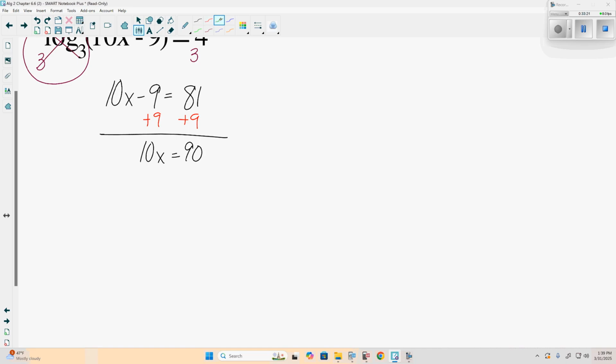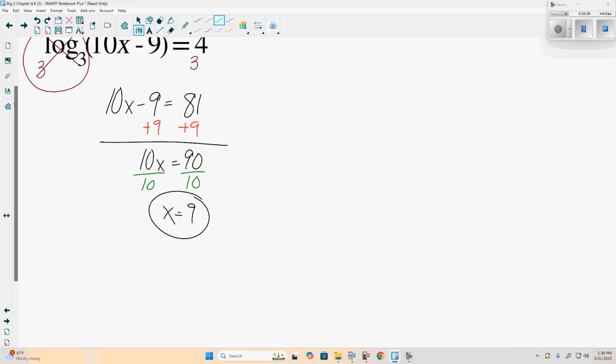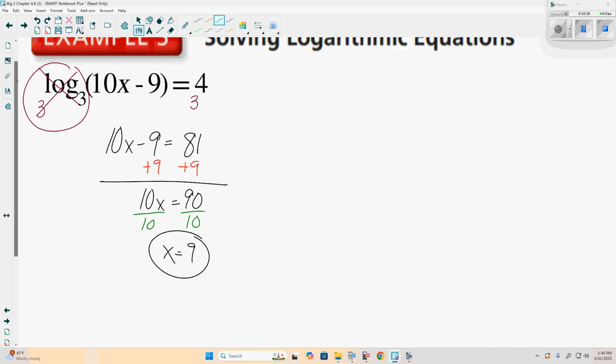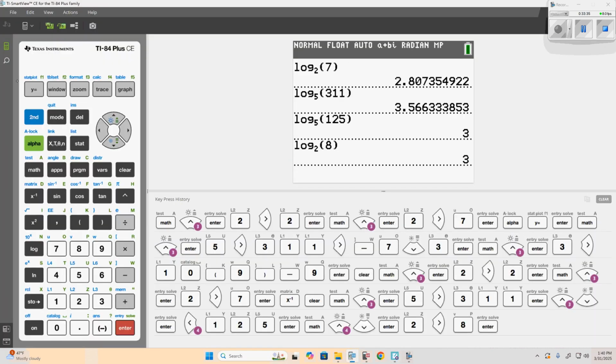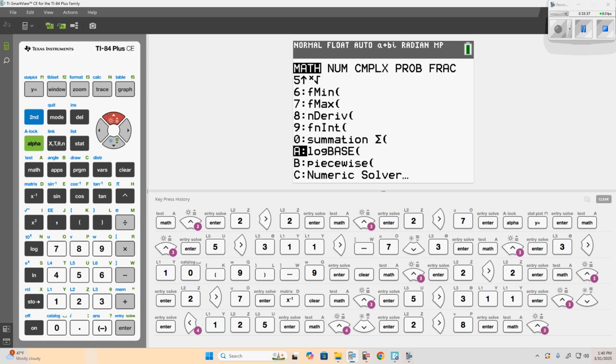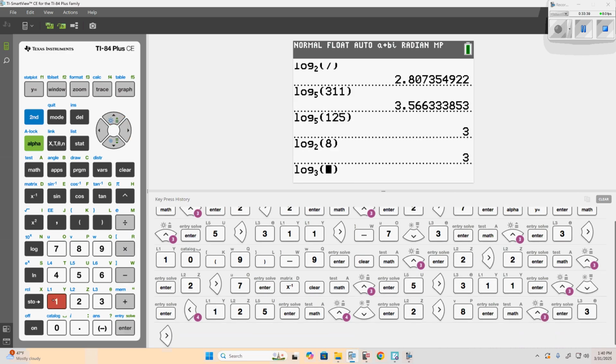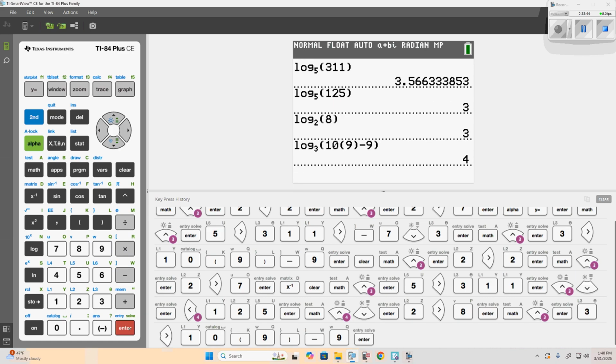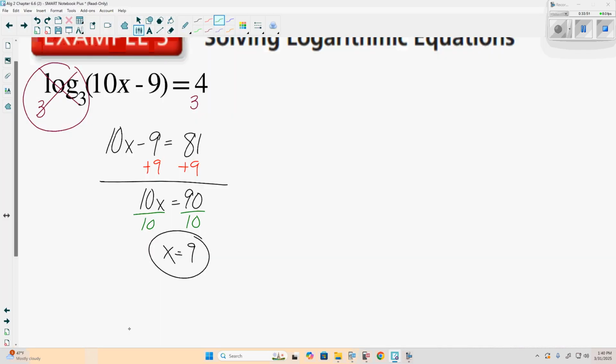And that's it. If we wanted to check it, we could plug it back in. We could use the calculator, guys. Log base 3 of 10 times 9 minus 9 is indeed 4. Questions on this here? Guys?